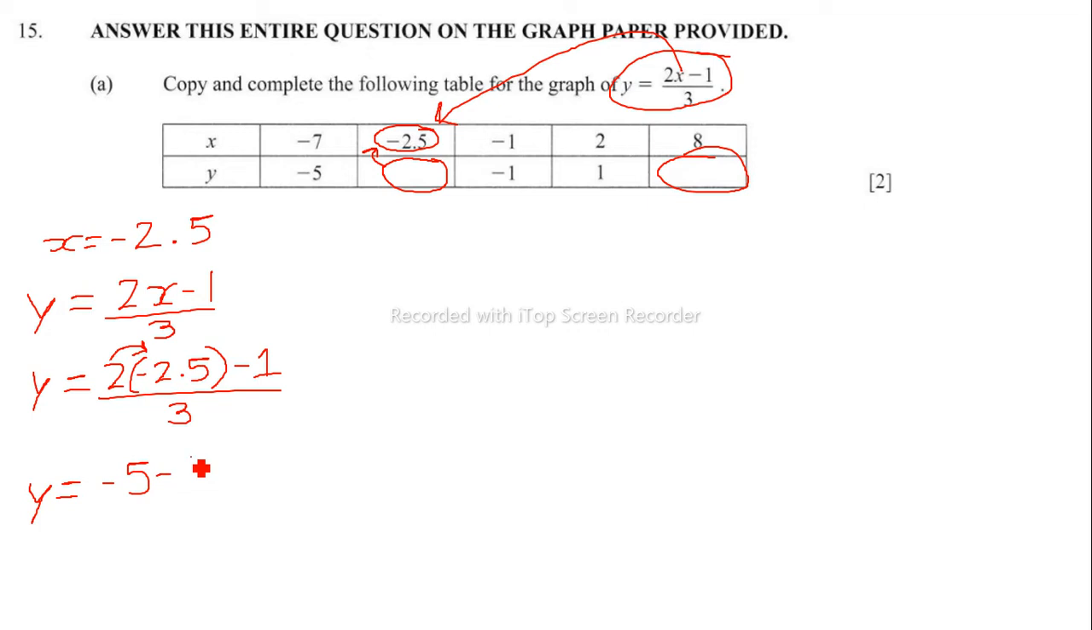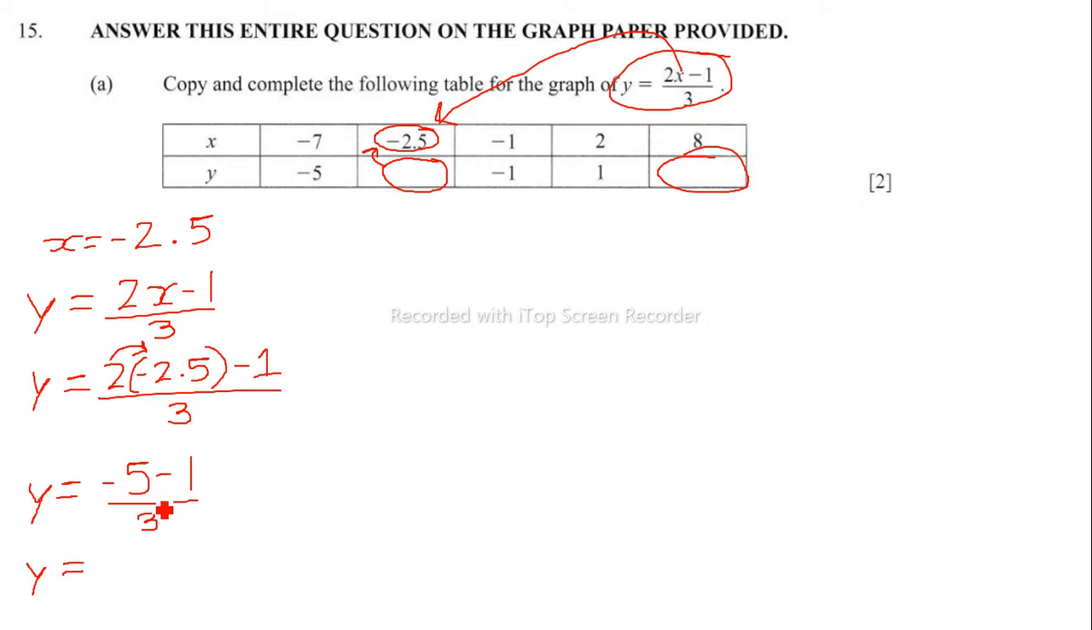Negative 5 minus 1, divided by 3, and y is equal to... here's the $1 million question. What is negative 5 minus 1? Negative 6. Very good. How do you get negative 5? Well, 2 times negative 2.5. So yes, 2 times negative 2.5.